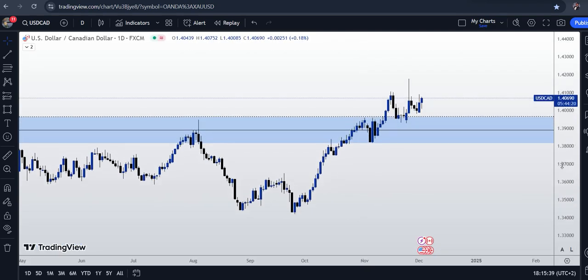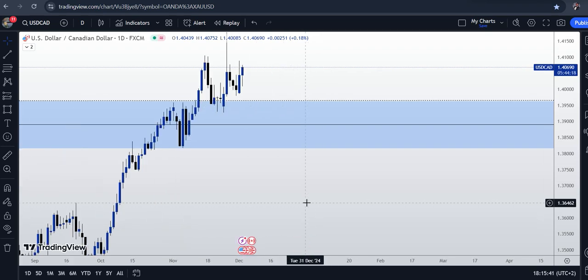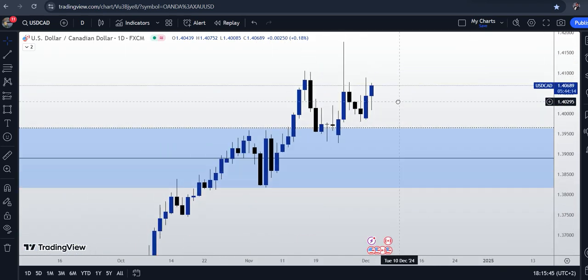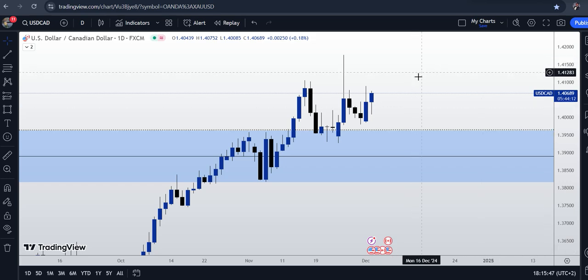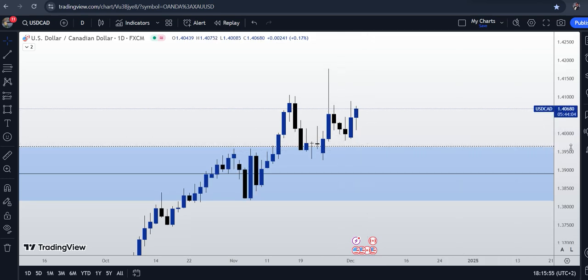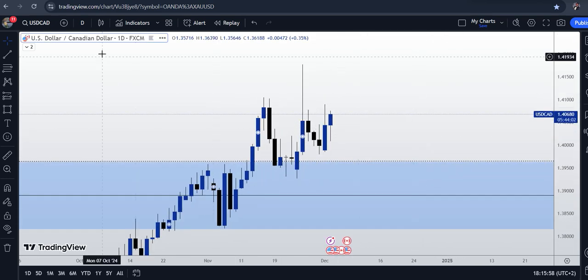This is where we are on the daily time frame. Great. So you can see that price has mitigated the base here from the higher time frame. Therefore, what we're going to focus on now is the lower time frame from the daily time frame.